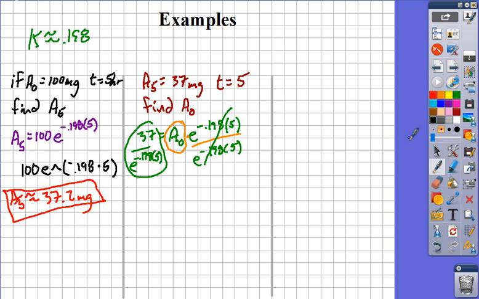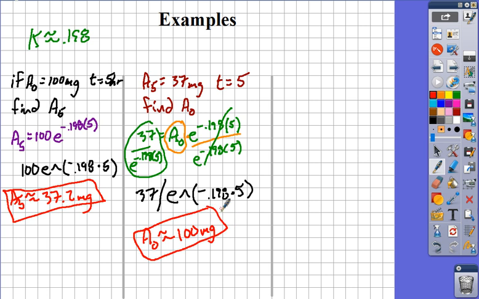Well, again, that goes into our calculator at this point. So it would look like 37 divided by e starts a caret and a parenthesis, and you put in negative 0.198 times 5. Throw all that in the calculator, and we end up with the original amount is approximately 99.57. So that's approximately 100 milligrams, right? If we round to the nearest whole number, 100 milligrams. So you notice we're doing the same problem from 3 different directions.